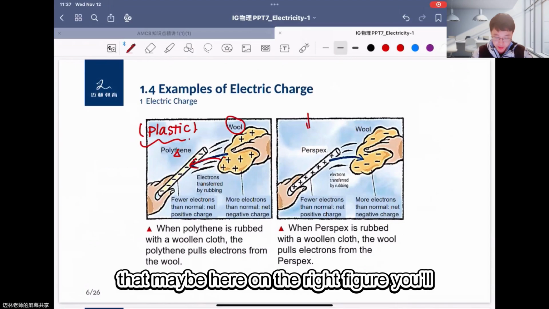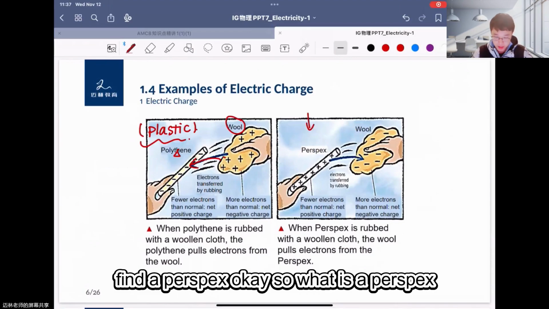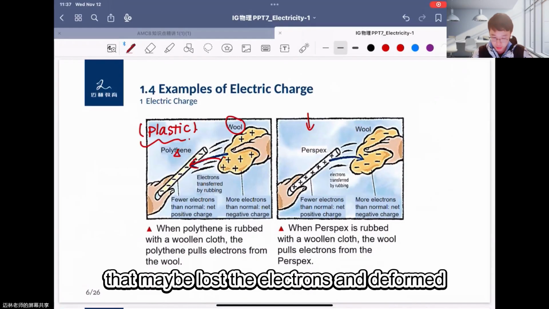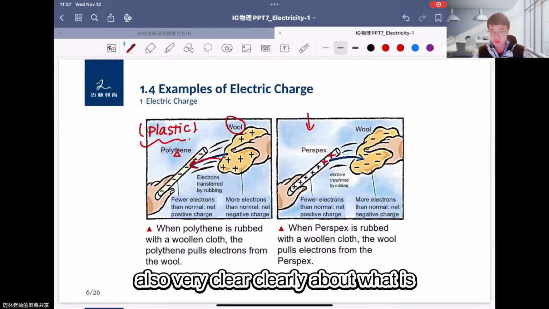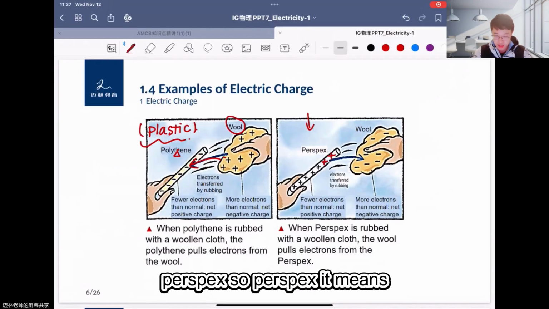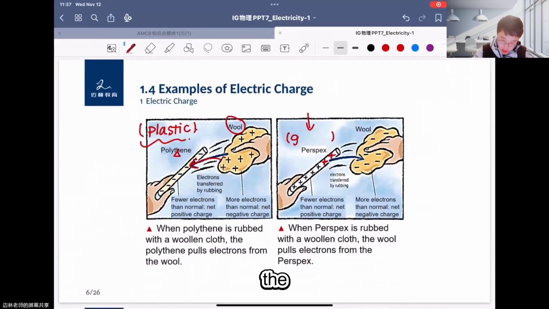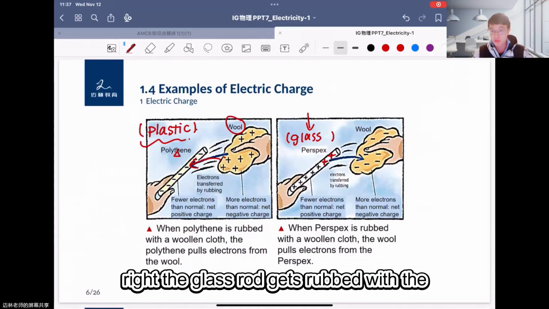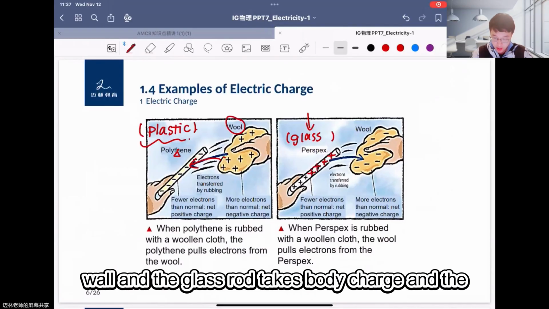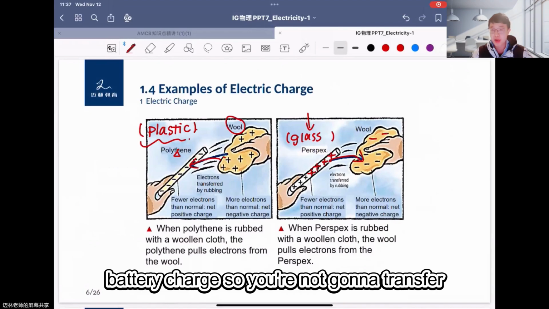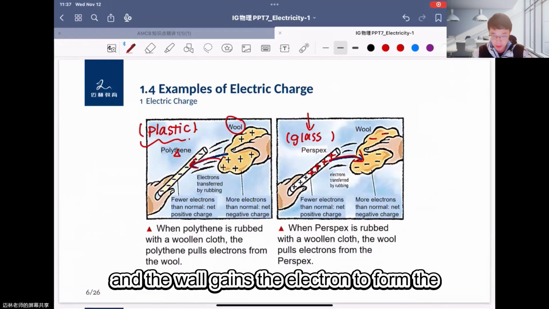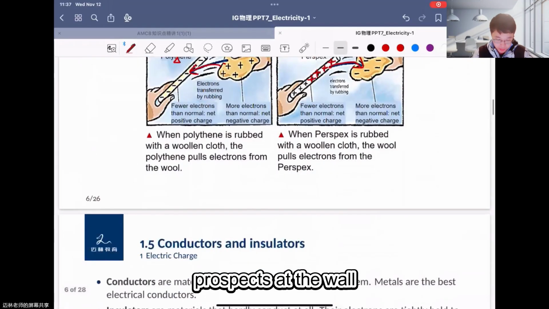So after that, on the right figure, you'll find a perspex. Okay, so what is a perspex? You'll find here that a perspex rubbed with wool loses electrons and forms the positive charge. So maybe you also want to know clearly what perspex is. Perspex means glass. Okay, so I guess this is very easy for you to understand, right? The glass rod is rubbed with wool, and the glass rod takes positive charge and the wool takes negative charge. So electrons must transfer this way, right? So glass lost electrons and formed positive charge, and wool gains electrons and forms the negative charge. Okay, this is for perspex and wool.